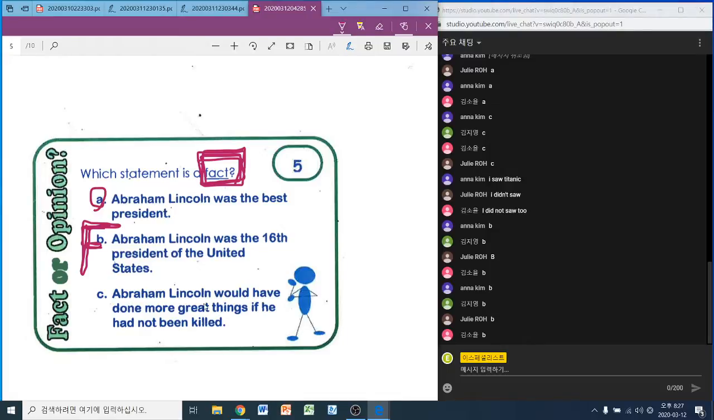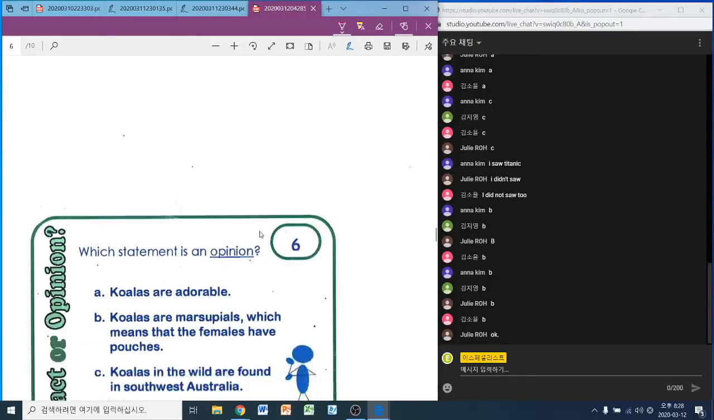This one, Abraham Lincoln would have done more great things if he had not been killed. We cannot check this. Unless you have a time machine, you can go back in time, stop the person who was going to kill him so that Abraham Lincoln didn't die, and then you can check, did he do more great things if he wasn't killed? And then you can say, oh, it's true. But I don't think anyone here has a time machine, so this is an opinion. We can't check this. It's an opinion. Okay? Next one.